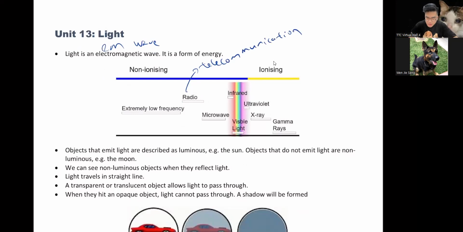And of course, the next one, which is your microwave. Before you think, oh, microwave is that oven, right? That is a microwave oven. Microwave has many other uses. Microwave is mostly used by military communication.